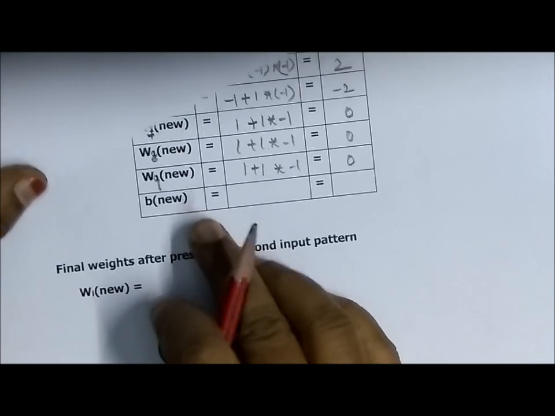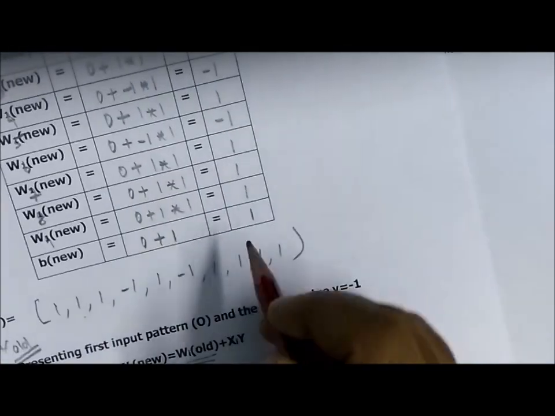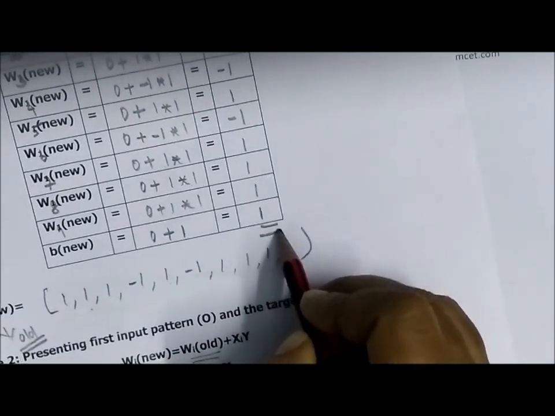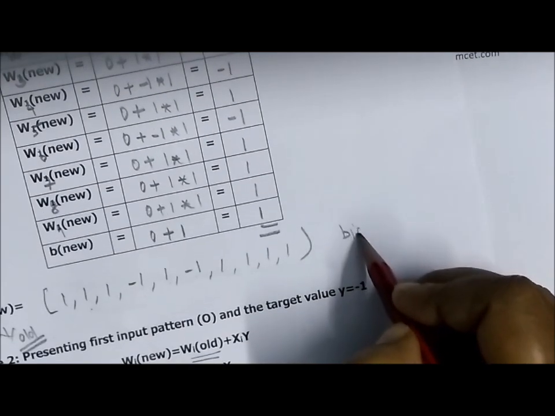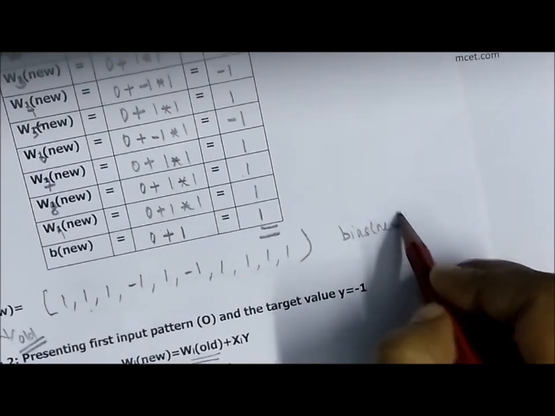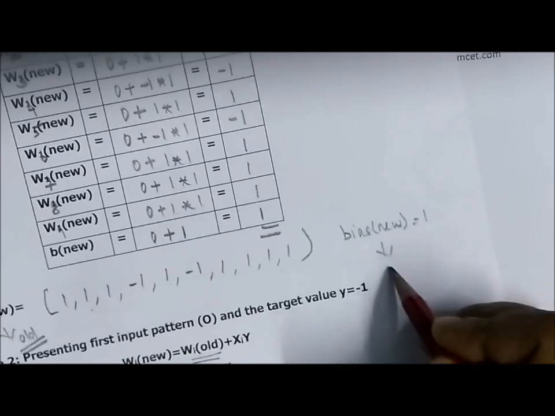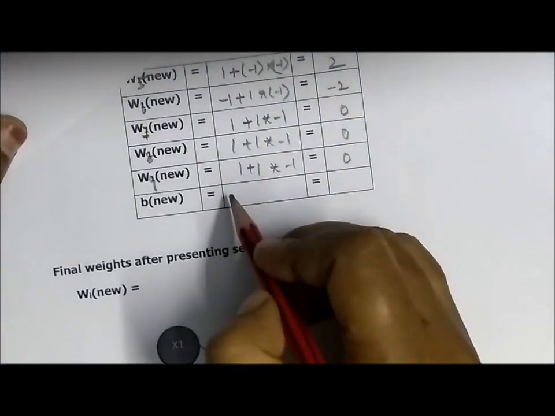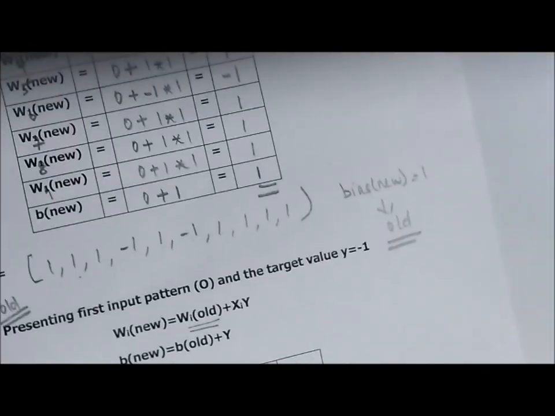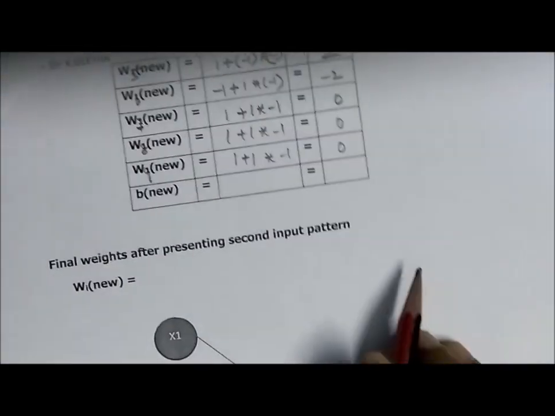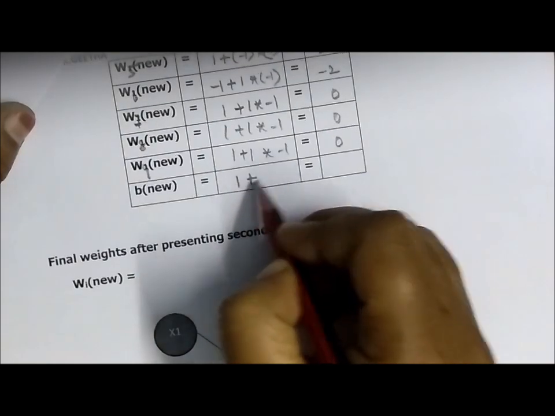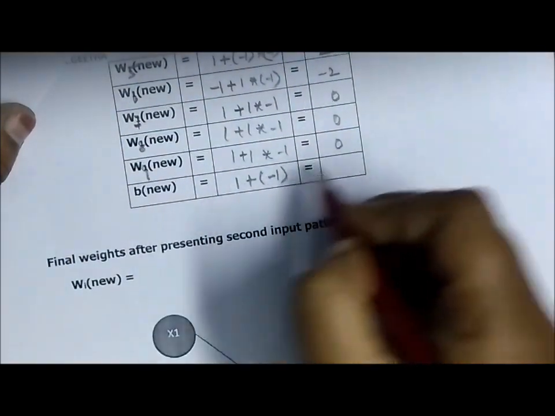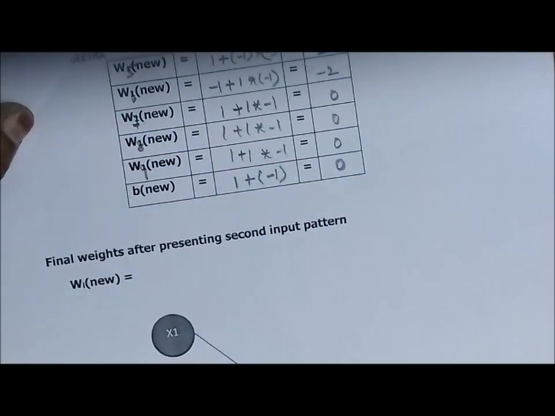So bias new. So what is bias new? Already we have here the bias as 1. So now this bias becomes the old bias, that is bias of new is equal to 1, and now this becomes the old bias. So here 1 we are having. So what happens? Bias of new is equal to bias of old plus y. So what happens here? 1 plus y value is minus 1. So automatically the bias becomes 0.